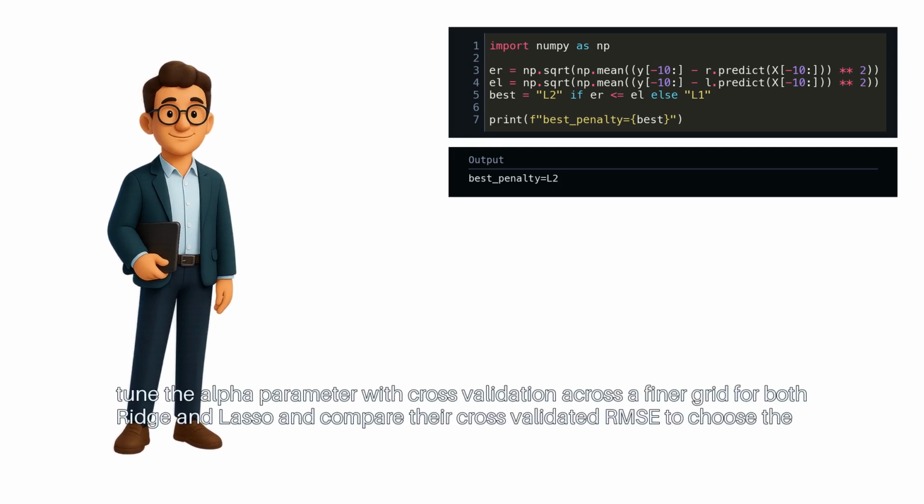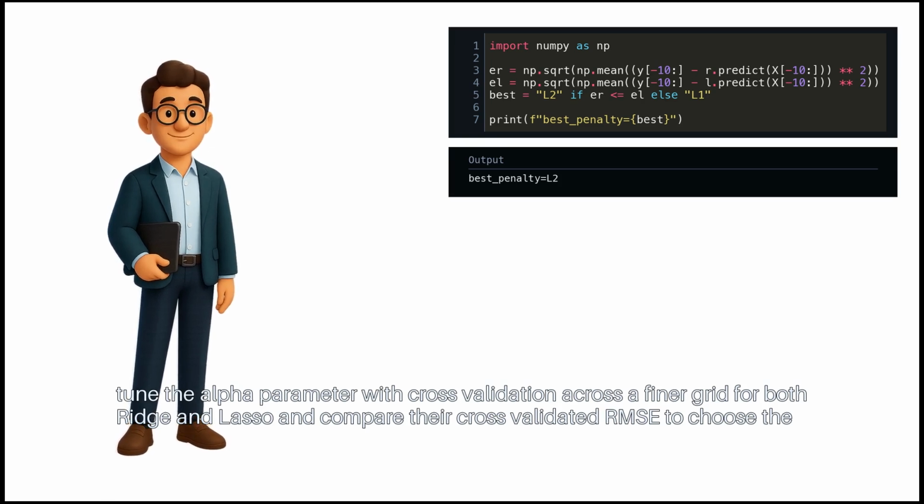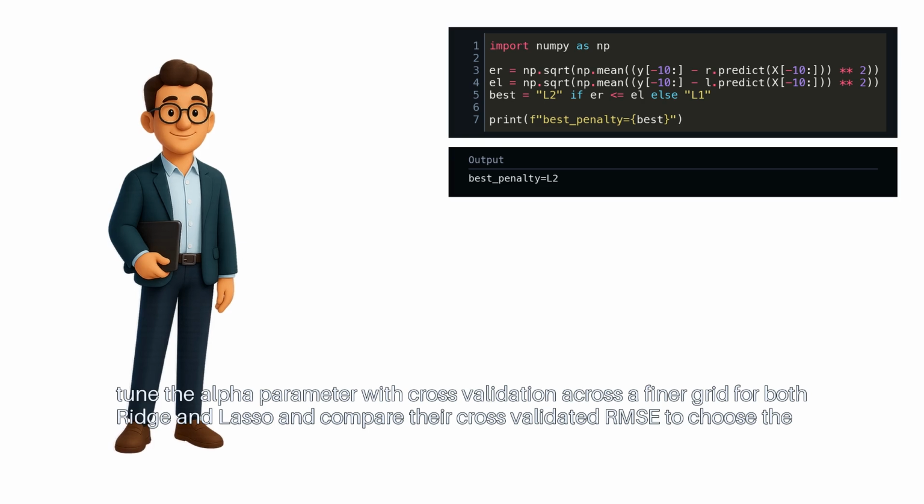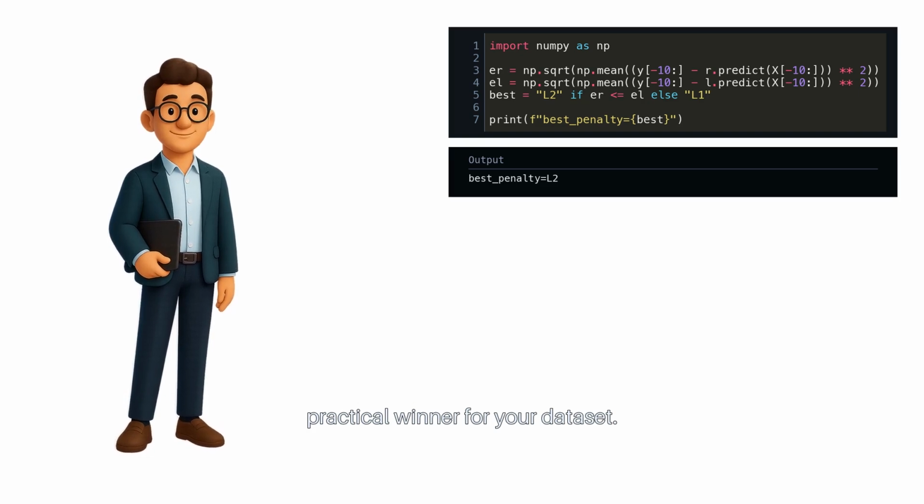Next step: tune the alpha parameter with cross-validation across a finer grid for both Ridge and Lasso and compare their cross-validated RMSE to choose the practical winner for your dataset.